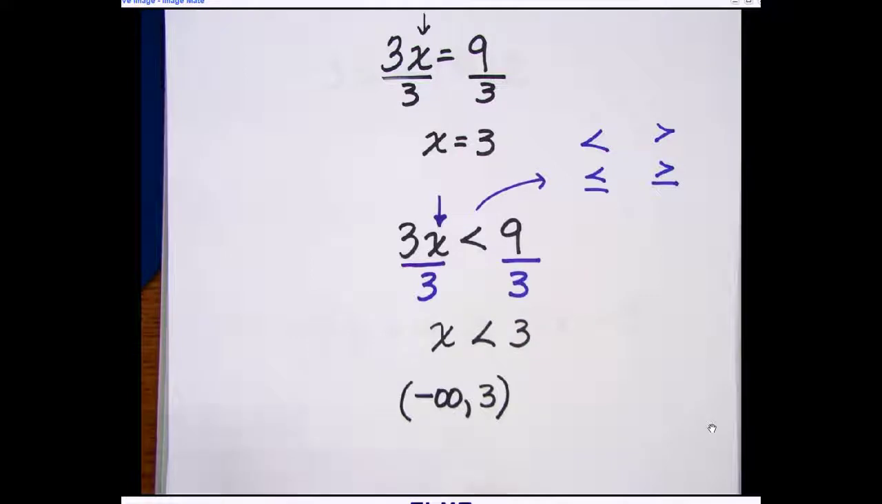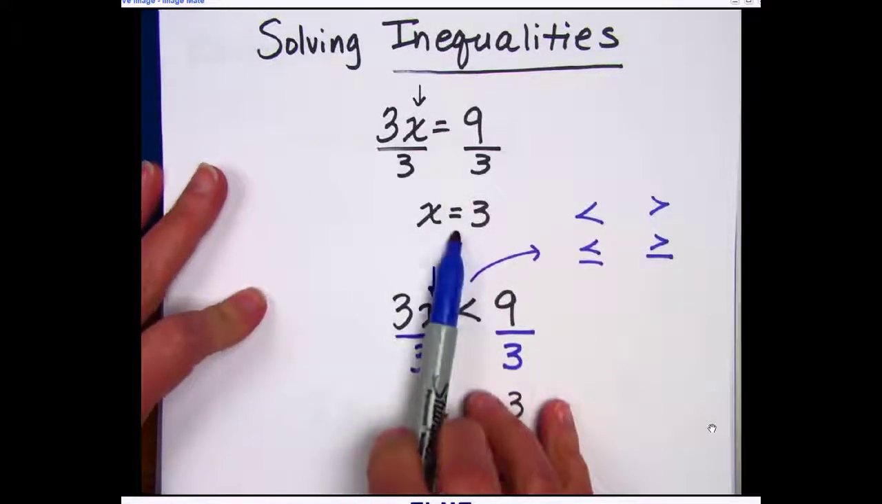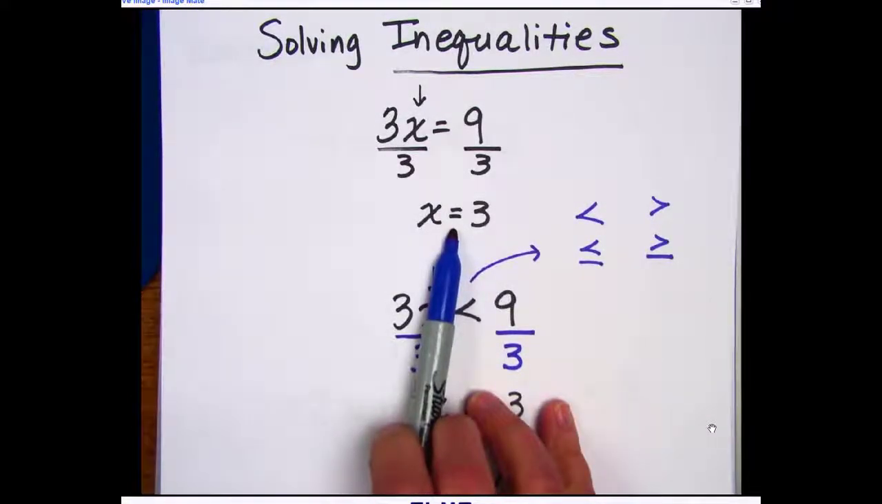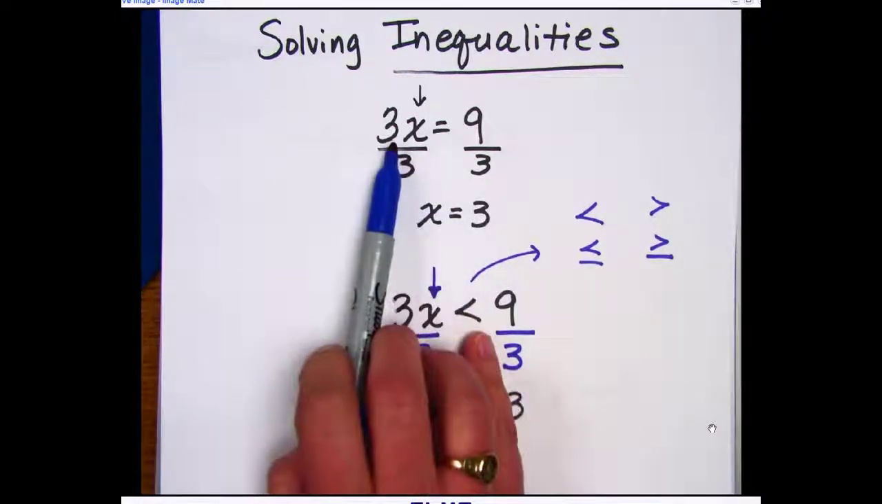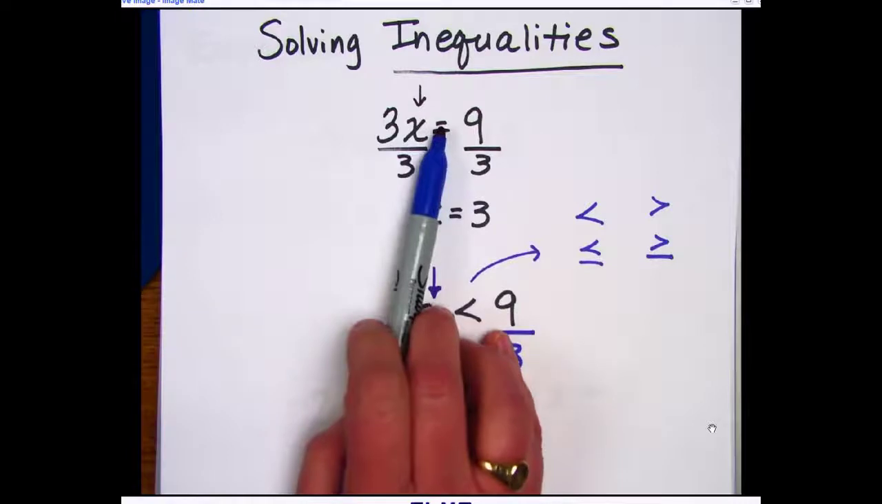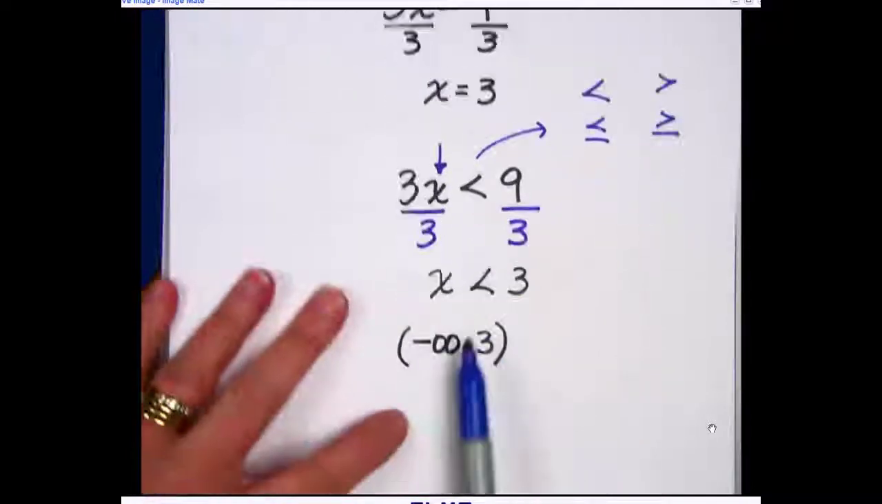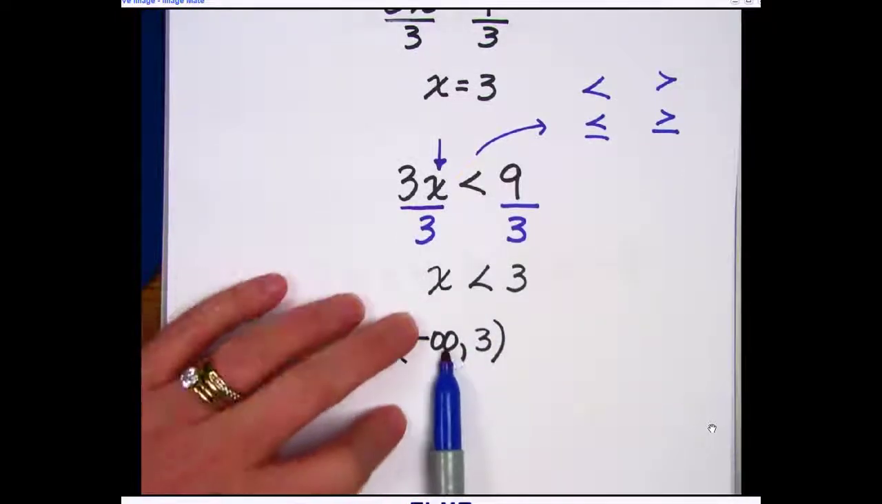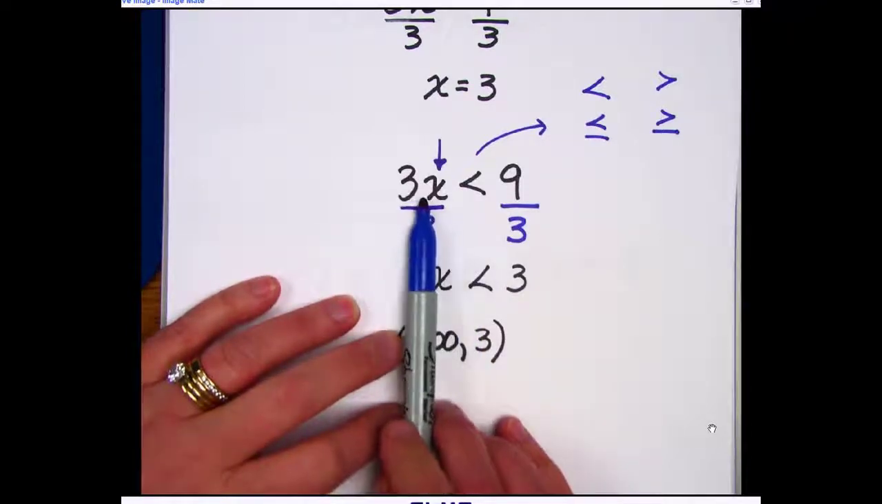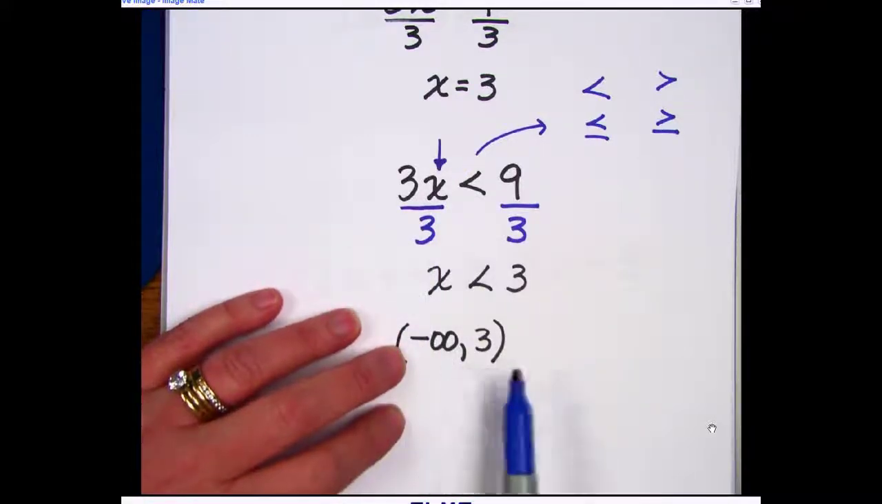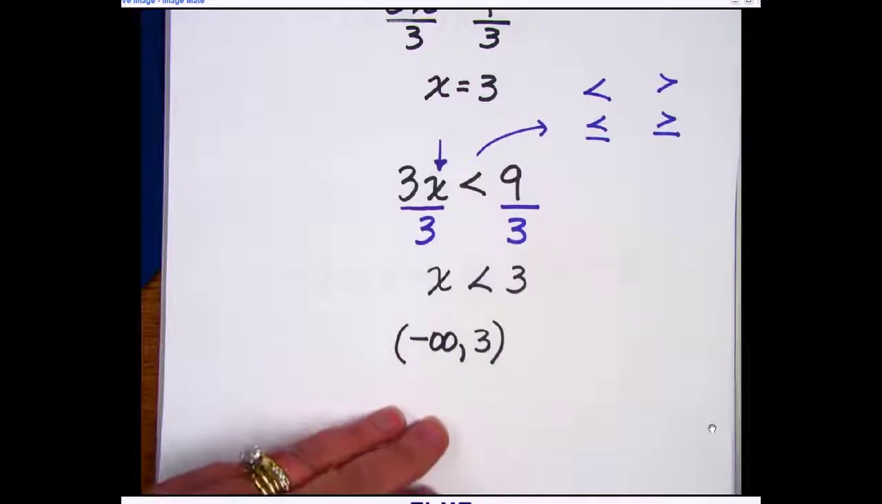Now, think about what this means. When we have an equation, we typically have one solution. That's what happens the majority of the time. The only value that works here is 3, because 3 times 3 is 9. But what this is telling me is any value from negative infinity up to 3 would work. So 0 would work, negative 2,000 would work, right? So we have an infinite number of solutions, and that's why we want to display them using interval notation.